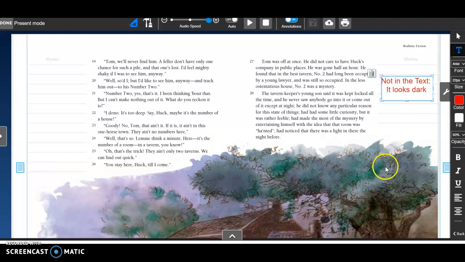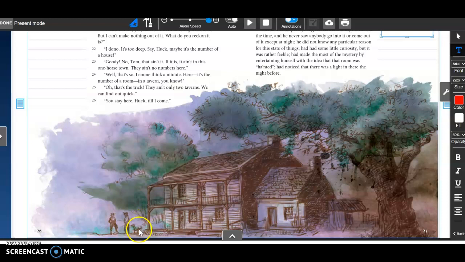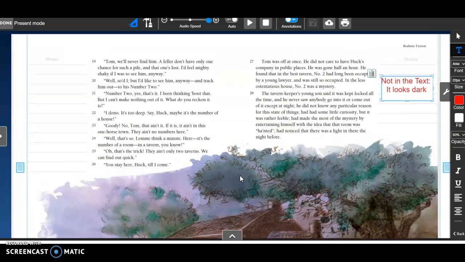Okay, what else does a tavern kind of look like? I mean, there's a dog there. It's not mentioned too. But it kind of looks like it's run down too. So not fancy. So it looks dark and shabby is a word we call that.